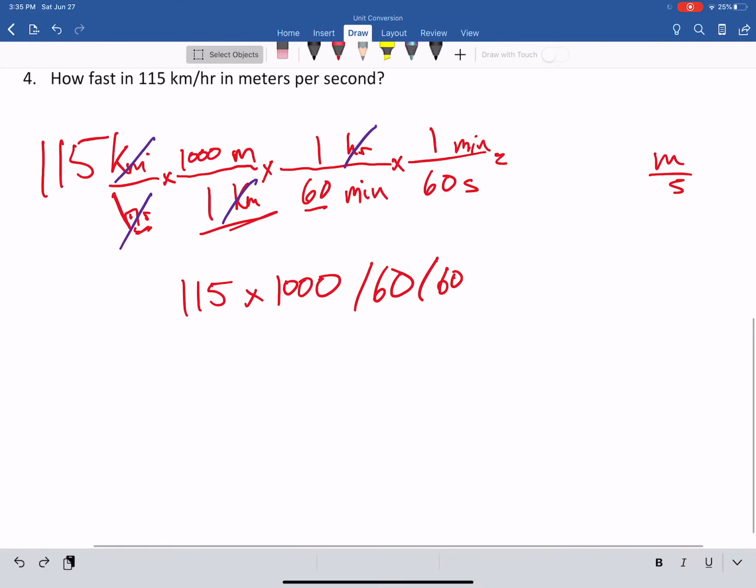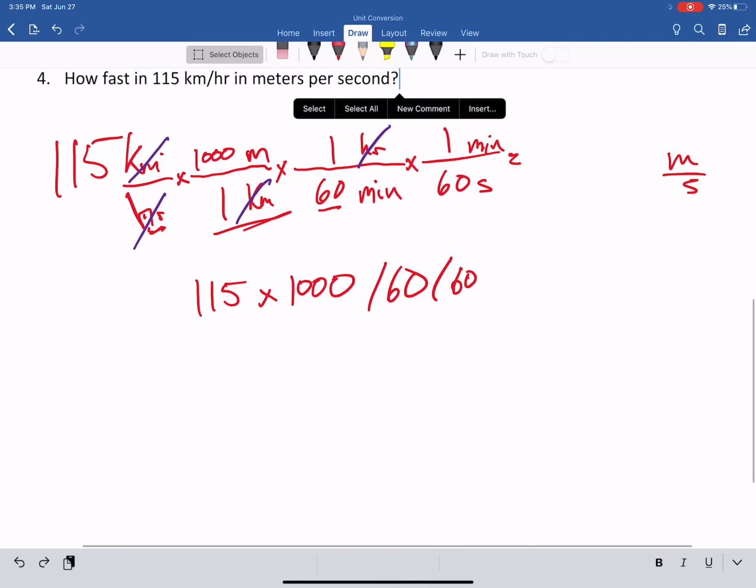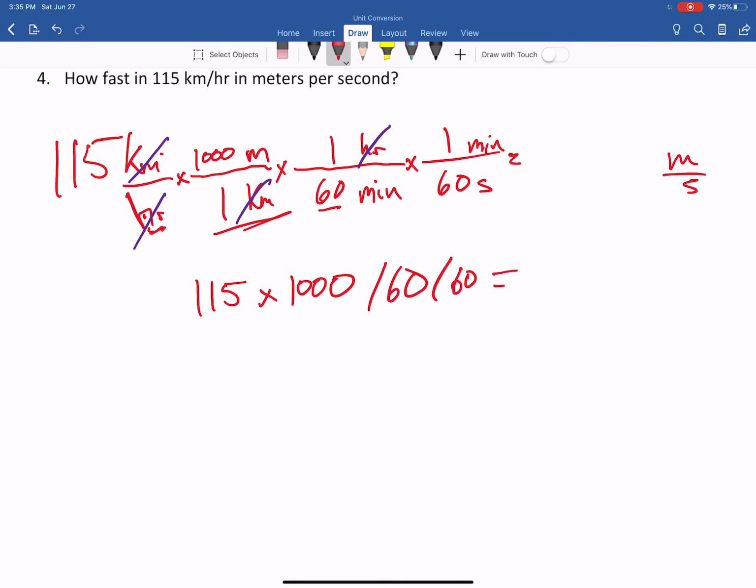Okay, so I'm really going to do 115 times 1,000 divided by 60 divided by 60. So I'll plug it into my calculator here. So I have 115 times 1,000 divided by 60 divided by 60. Okay, and I get an answer of 31.94 repeating as my answer. And that is the units meters per second.